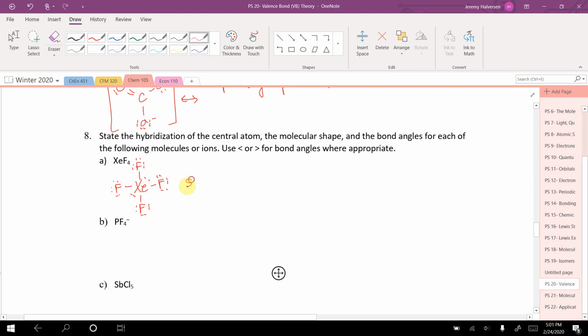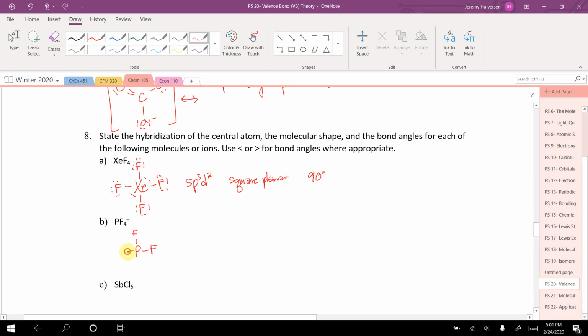So steric number 6 is going to be sp3d2, which is octahedral electron geometry, but with 2 lone pairs. That becomes square planar, which means the angles are going to be exactly 90 degrees.